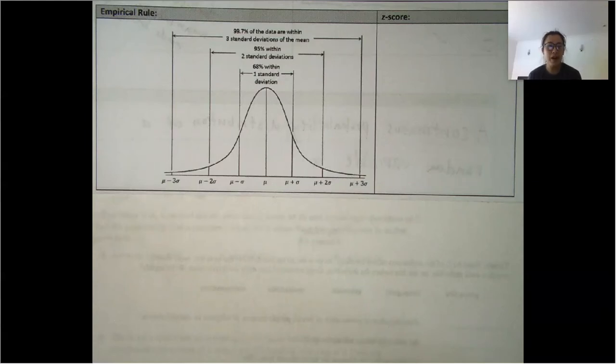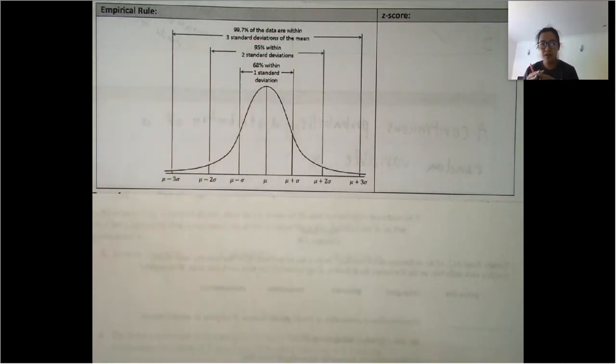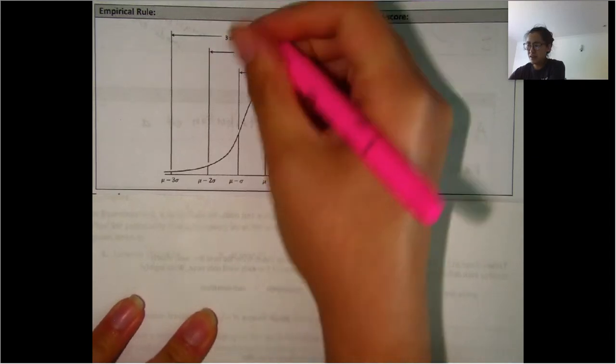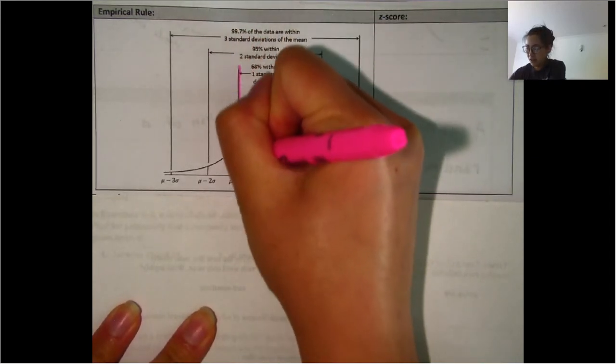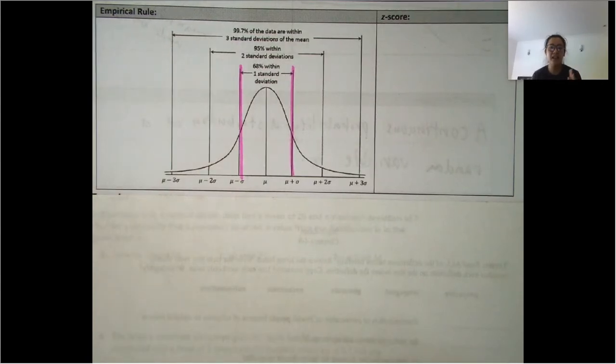We're going to talk about the empirical rule and z-scores in this video. So the empirical rule is shown. As you can see, what it says here is that when you have the mean in the middle, this is a normally distributed curve, and when you have a mean and then one standard deviation away, that would contain 68% of the data.